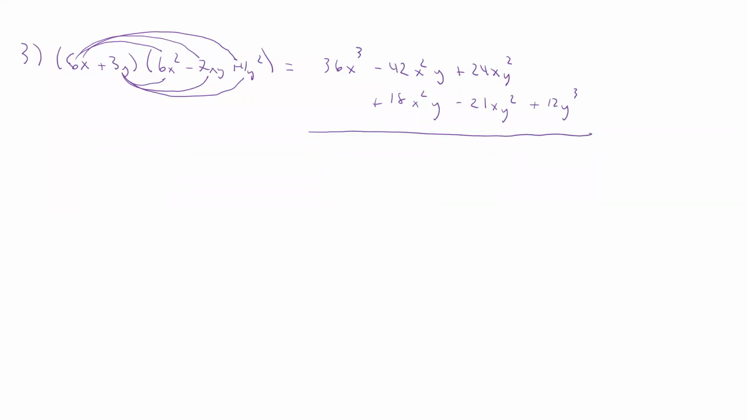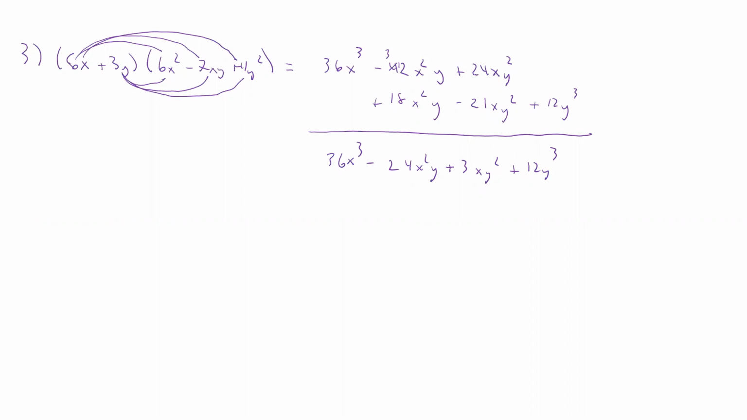And so when we do that, we have 36x to the third. Now here, if we need to, we can borrow. So 8 goes in there, that's a minus, and that's a 4, that's a 2, and that's an x squared y. All right, and then we have 24 minus 21 is going to be plus 3xy squared, and then plus 12y to the third. Okay. So that should be what we get there as far as our final answer.